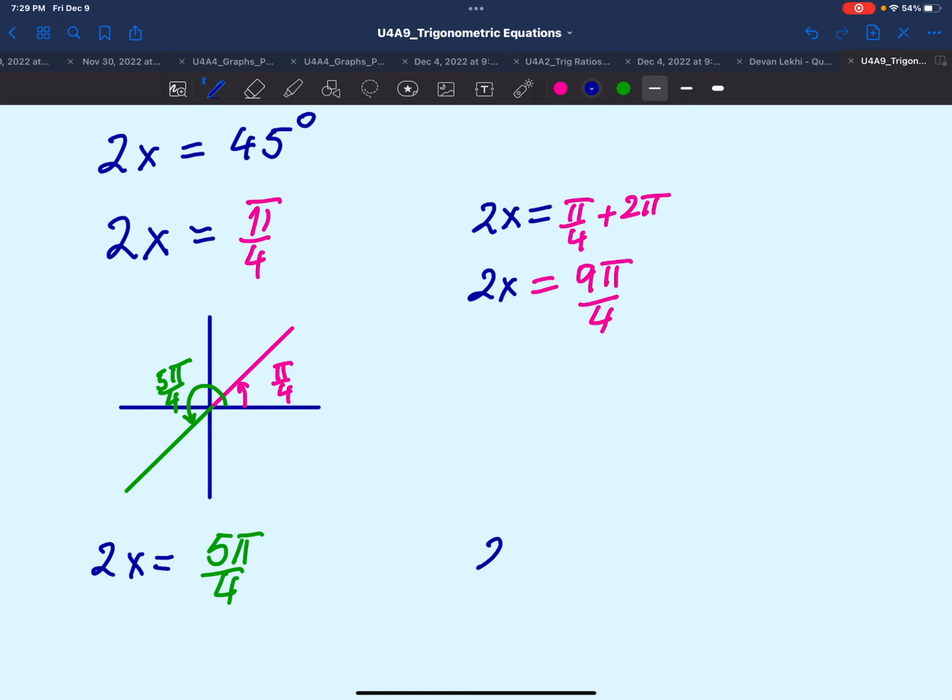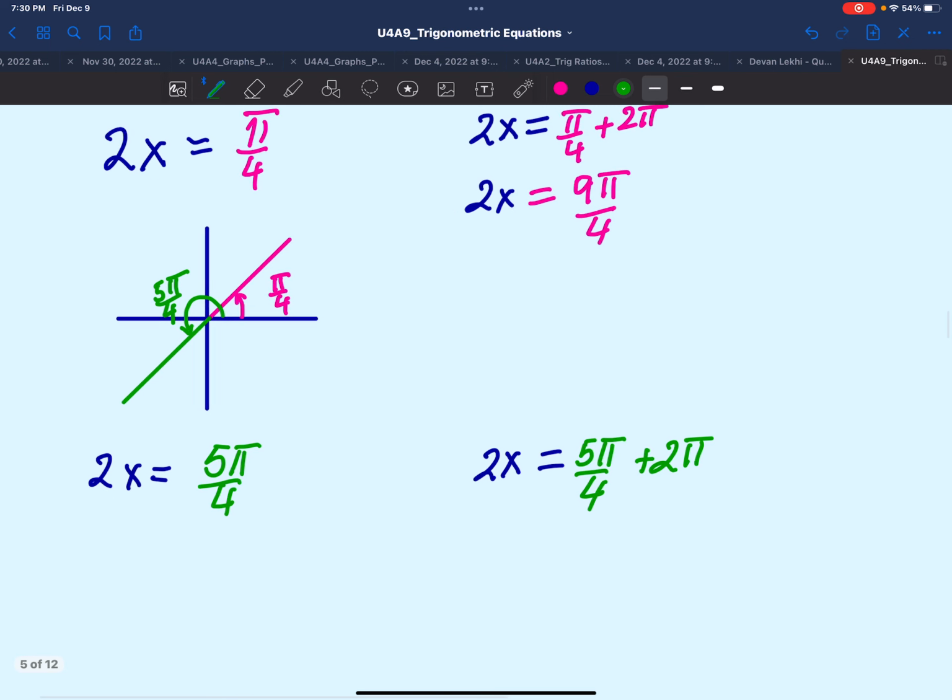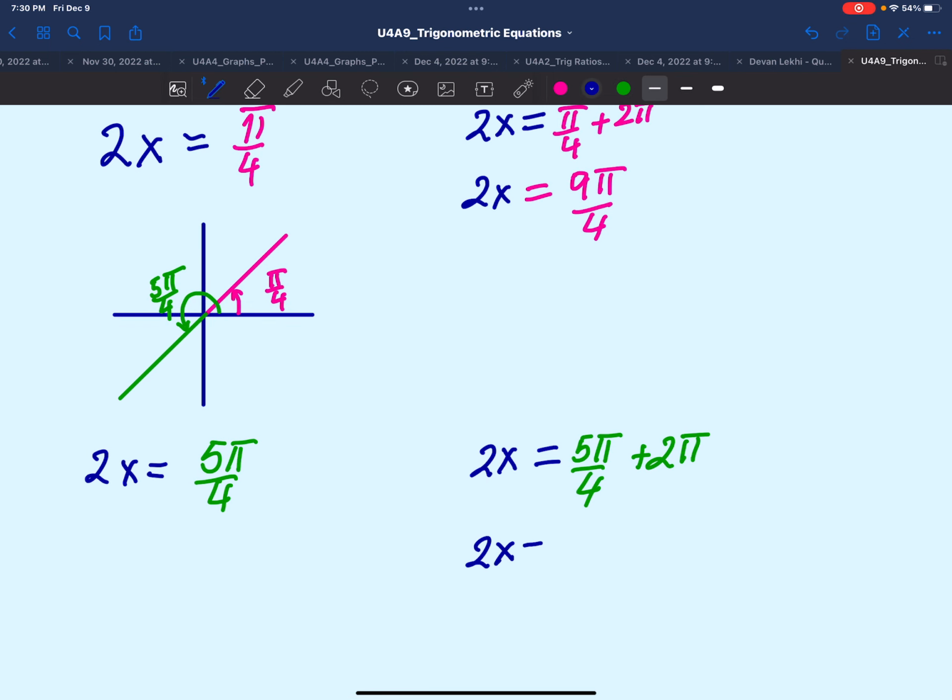And similarly, we are going to obtain the fourth solution. So 2x equals 5 pi over 4. Now, if you go around the circle in the Cartesian plane, up to 4 pi radians, we're going to hit the terminal arm of the angle 5 pi over 4 one more time by adding a 2 pi to it. So that makes the angle 2x equal to 8 plus 5, 13 pi over 4.